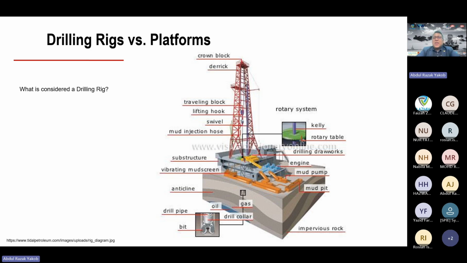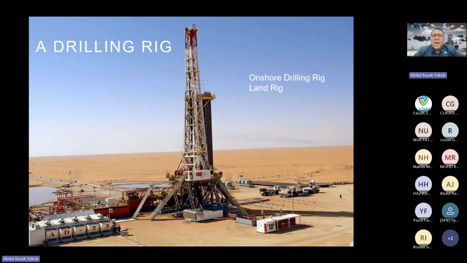So this is the part that is considered a drilling rig. But of course, a drilling rig has to come in a package. For example, the onshore drilling rig over here is a land rig. This is an onshore drilling rig. It is in the desert, not a nice place. However, it is a place where you need to work. It can be really hot because it's a desert over here.